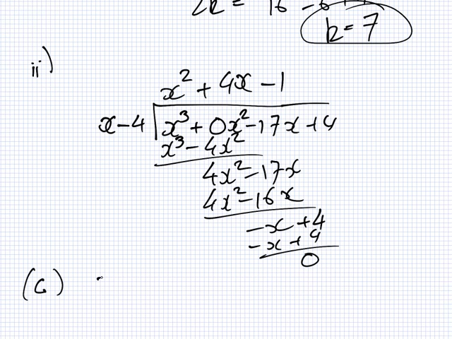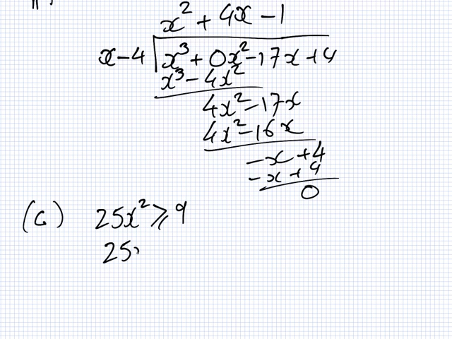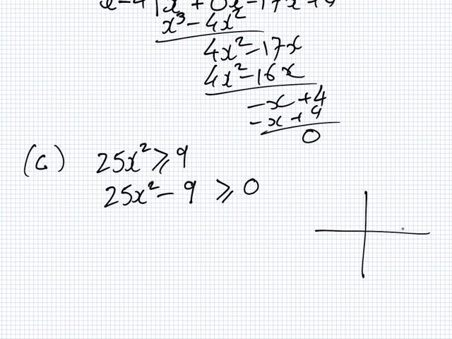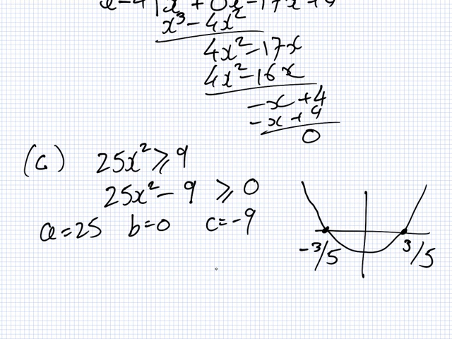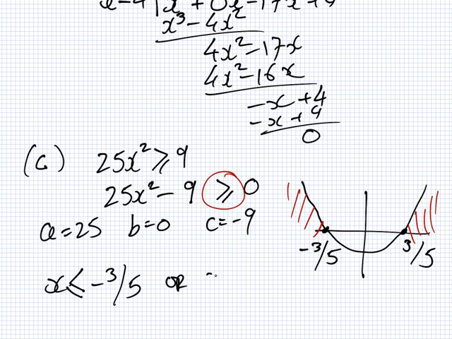C. Anybody say the answer is x is bigger than or equal to plus or minus 3 over 5? Good, because that's wrong. So what you're supposed to do here is say 25x squared minus 9 is bigger than or equal to 0. This has two solutions. One of them at 3 over 5 and the other one minus 3 over 5. It's actually a quadratic with a equal to 25, b equal to 0, c equal to minus 9. Above or below? Above. So we want x to be less than or equal to minus 3 over 5 or x bigger than or equal to 3 over 5.